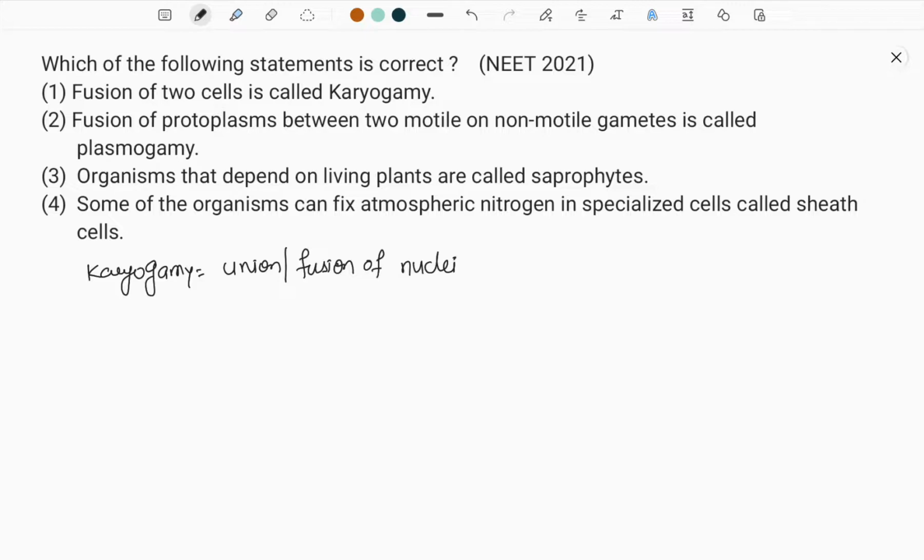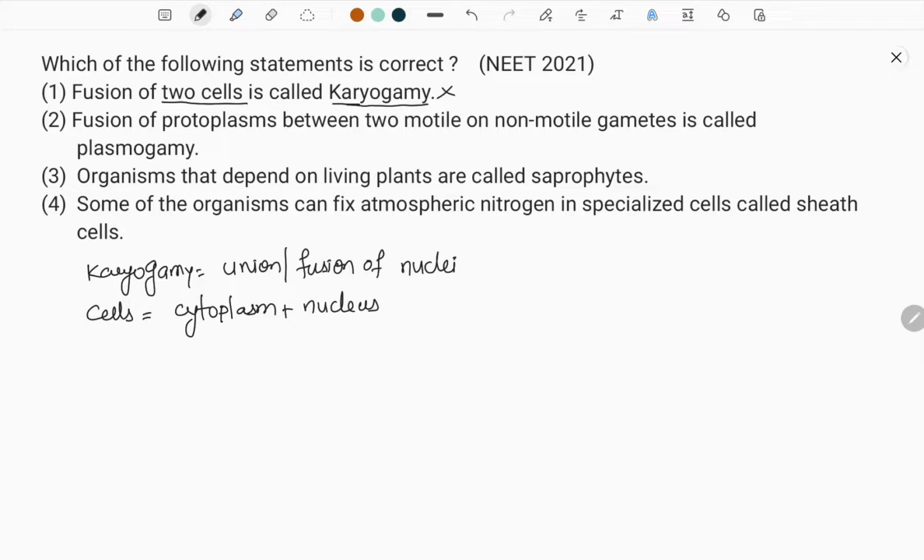So here he is saying two cells. Remember, cells include cytoplasm plus nucleus. So when two cells are being fused, it can't be called as just karyogamy, because they are fusing here nuclei along with cytoplasm. So it's not karyogamy. This is wrong.